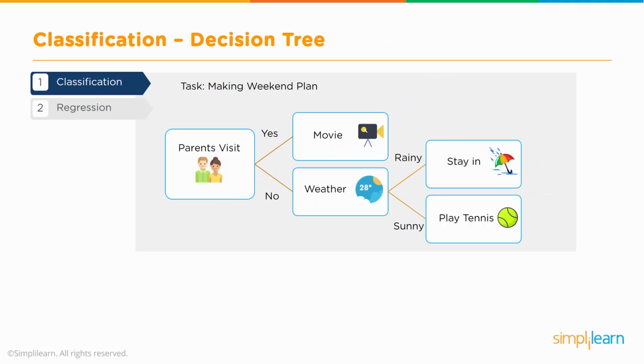Then let us take a look at the classification decision tree. In this one, we're making a weekend plan, and the plan is going to depend on numerous choices that come up. The first one is, are the parents visiting? If the parents are visiting, yes, then we'll probably watch a movie. If no, then it's going to depend on the weather. If the weather is rainy, we'll probably stay inside and do something. If it's sunny, we'll probably go outside and play tennis. So you can see this basic setup generates a tree based on what's going on and different information coming in.